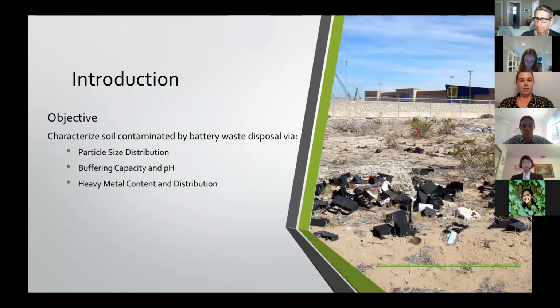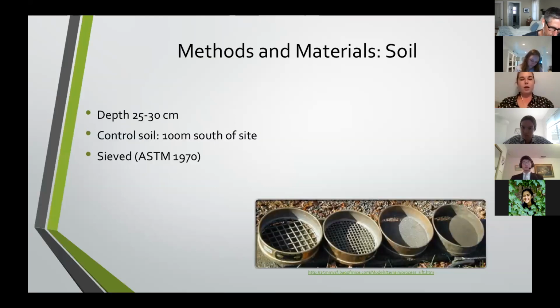And essentially the objective of this experiment was to characterize this soil that had been contaminated by battery waste disposal by analyzing its particle size distribution, buffering capacity and pH, and heavy metal content and distribution. In order to conduct those experiments, they first had to collect the soil. So this soil was collected within the site at a depth of about 25 to 30 centimeters.